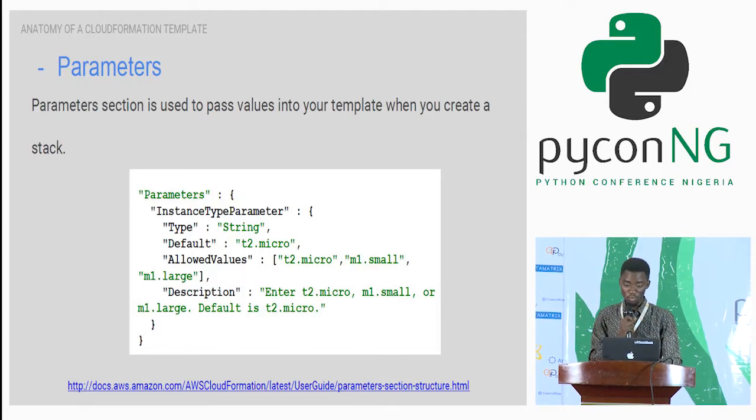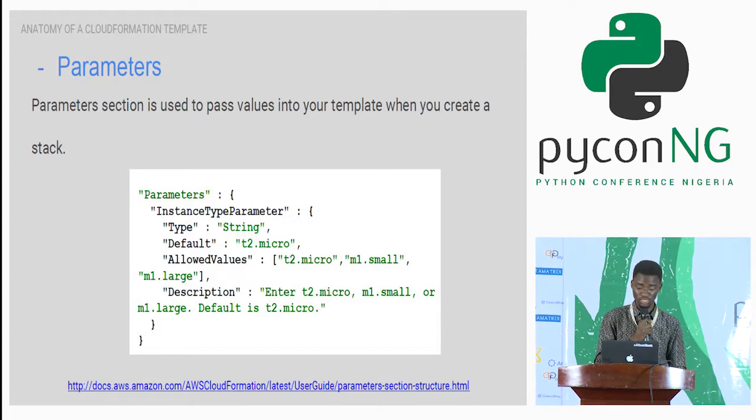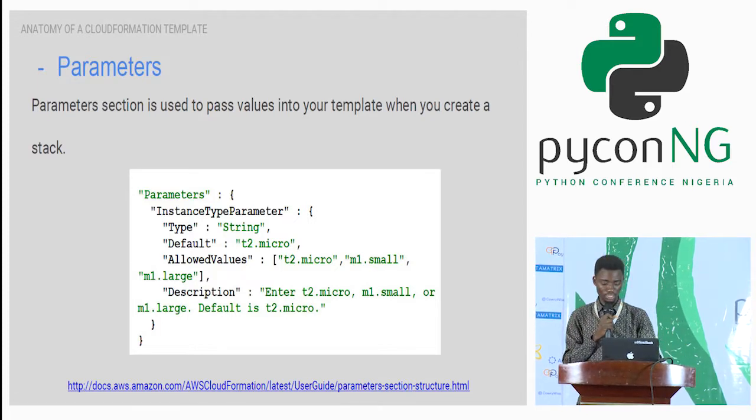So we have our value, the type string. Then we have the default value of T2 micro, and then we have our allowed values of T2 micro, M1 small, and M1 large, which are different types of EC2 instances on AWS. And then we have the description there, which says enter T2 micro, M1 small, or M1 large, default T2 micro. Basically, this allows us to accept a consistent type parameter.